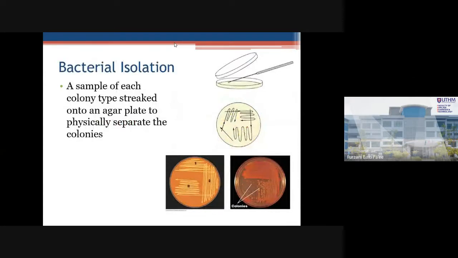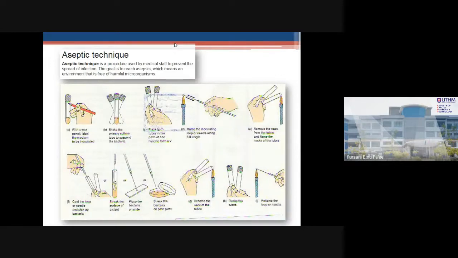I'm sure that you have done this in the lab. In order for us to do the isolation of the bacteria, we use the streak plate method, and the streak plate method is the zigzag method. Again, the reason why we do the bacterial isolation is to separate the colonies to get a single colony. When we do the bacterial isolation, aseptic technique is very, very important.